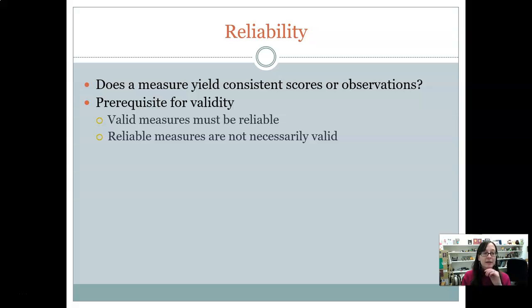And so reliability and validity are related in the sense that you have to have reliability in order for something to be valid. Valid measures have to be reliable, because if you think about it, if they're not consistent, then by definition, you're not always measuring what you think you're measuring, because there's some element of randomness to it beyond your typical amount of error. But reliable measures are not necessarily valid, and here's why. You can have something that is consistent, but it's consistently wrong.